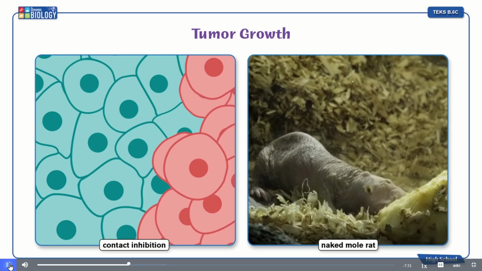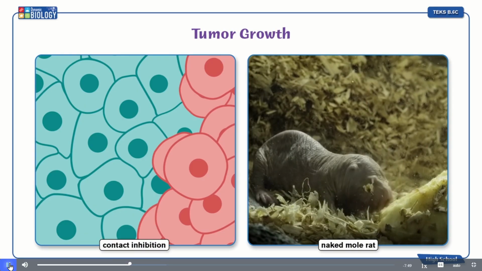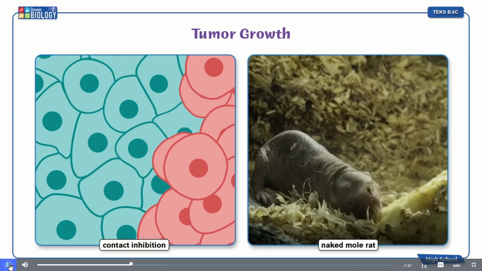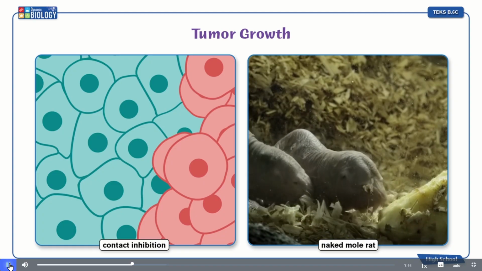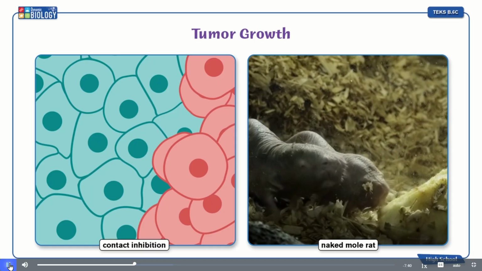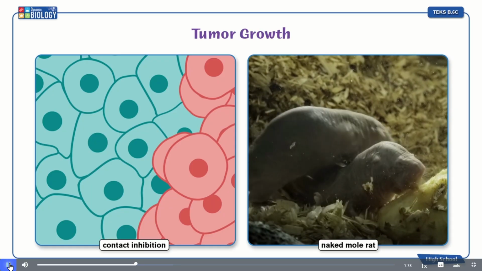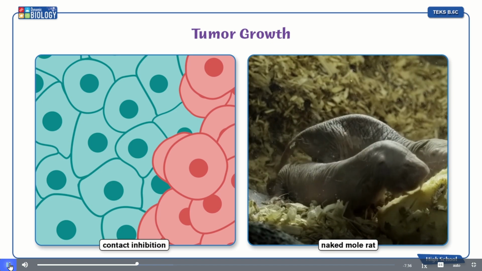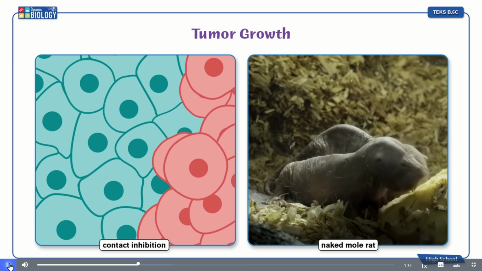Scientists have learned that naked mole rats are very sensitive to contact inhibition, and tumors do not form in their bodies. Research is ongoing to identify the mechanism in mole rats that prevents the formation of tumors and determine if it can apply to humans.